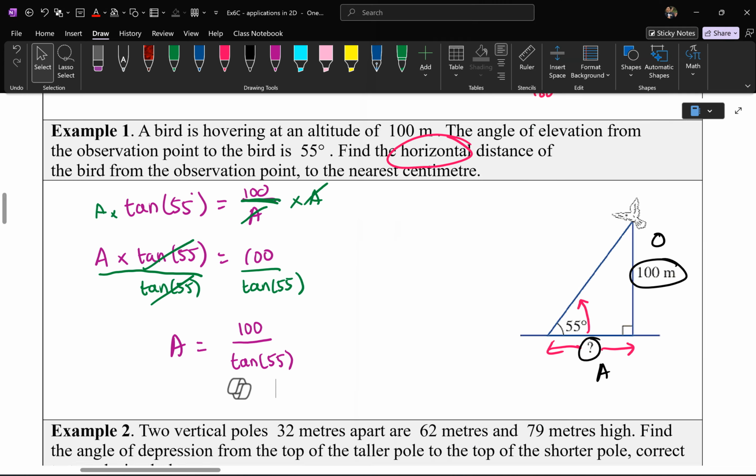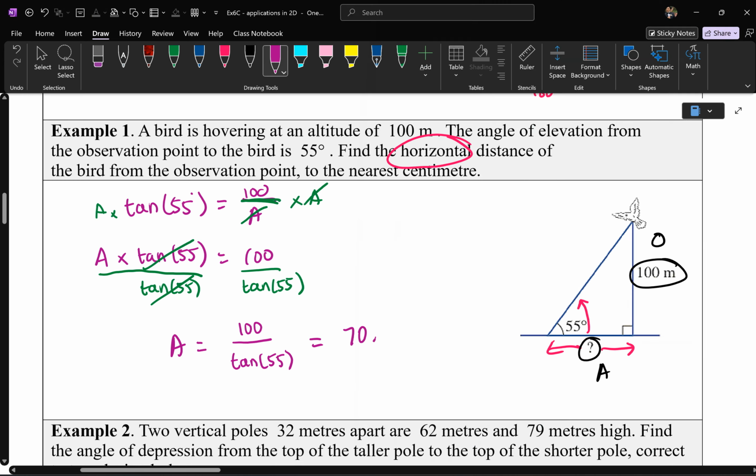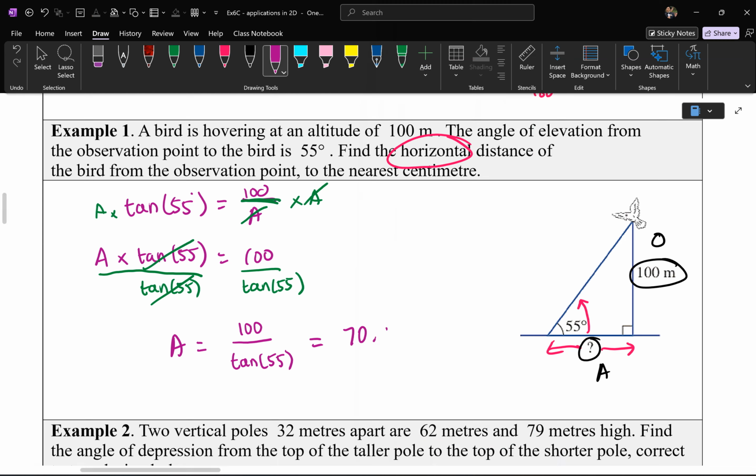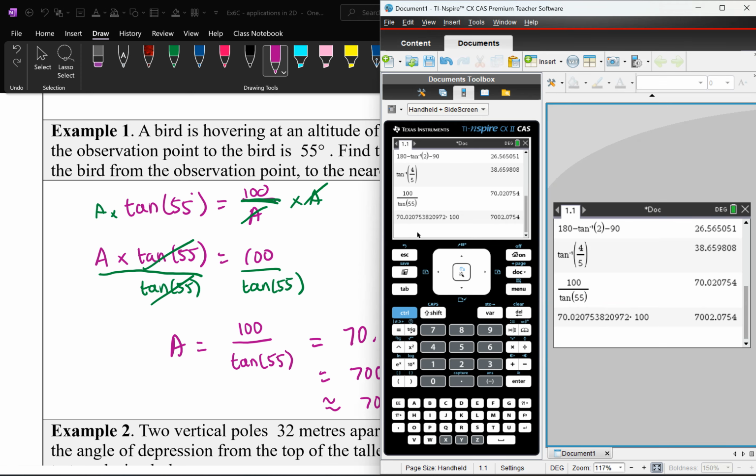Very good. So I'm just going to write it again. It was 70.0207 meters, but that's equivalent to 7,002.07 centimeters. Therefore, rounding it gives me 7,002 centimeters, to the nearest centimeter. I got 7,002.08 centimeters.